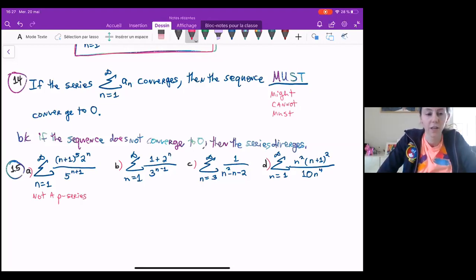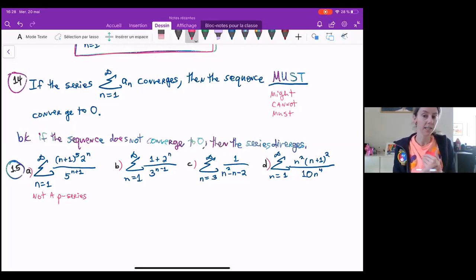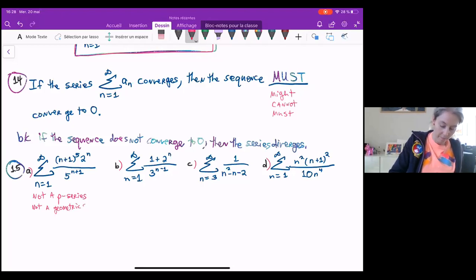Okay, next question. Is this a geometric series? I'll remind you, geometric series are numbers to the power of n, but only numbers to the power of n, nothing else. Is this a geometric series? No. What stops this from being geometric? You got it, that n plus 1 to the 5th. Okay, so let's move on.